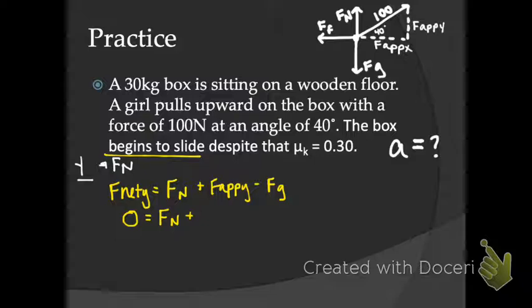Some of you might already have it solved, but I would take 100 times sine of 40. Okay, thank you. That's 64.3. And then Fg is always mass times 9.8. 294. Thank you.